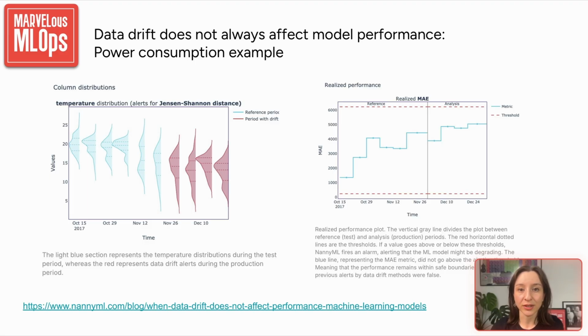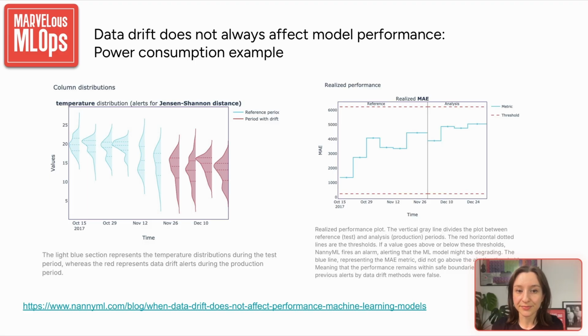But does that mean the model is failing? Now look at the right-hand side. This is the model's realized performance, measured using mean absolute error. The vertical gray line separates the test and production periods. The red dashed line is the performance degradation threshold. Even though the model sees drift in its inputs, the blue line representing mean absolute error never crosses the threshold. So the model is still performing well, even under changed data distribution.